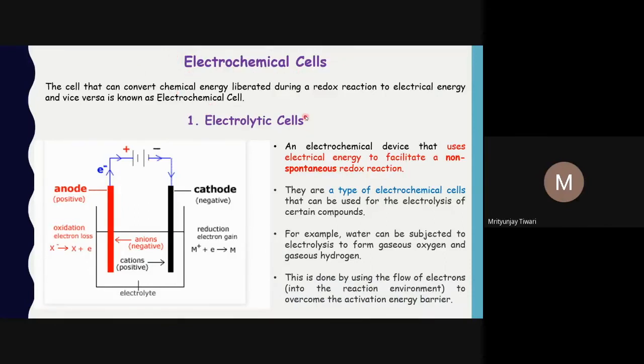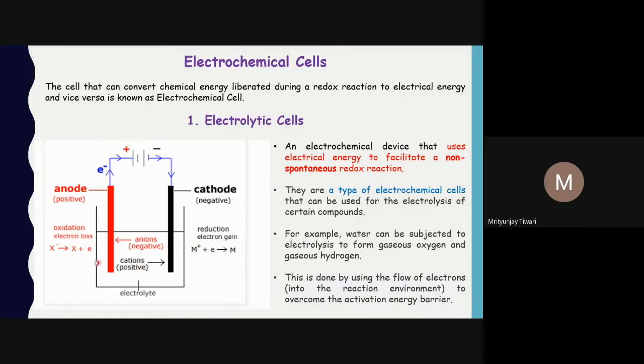One is called electrolytic cell, and another type is called galvanic or voltaic cell. So the electrolytic cell is a part of the electrochemical cell, and the voltaic or galvanic cell is also part of the electrochemical cell. Let us look into the electrolytic cells. This is something that lyses certain things. So what is it made up of? Let us see its construction.